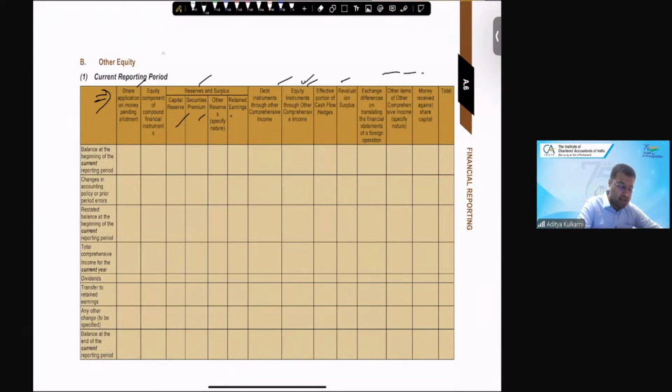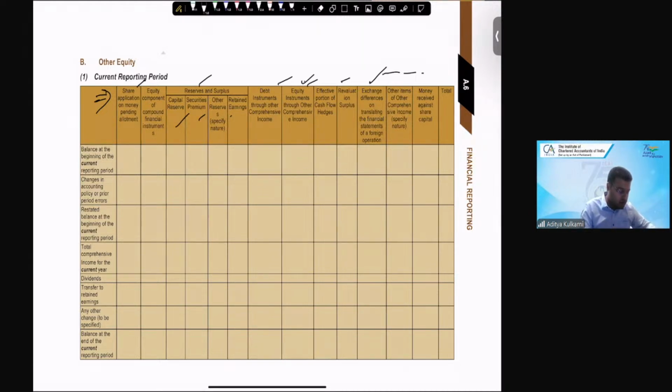Then you have the effective portion of cash flow hedges. You must have read this, okay? Revaluation surplus, exchange differences on translating the financial statements of a foreign operation. This is what we have done in Day 21. You should remember this, right? FCTR. Other items of other comprehensive income. So whatever other items of OCI you have will come here. Money received against share capital, to give you the total.